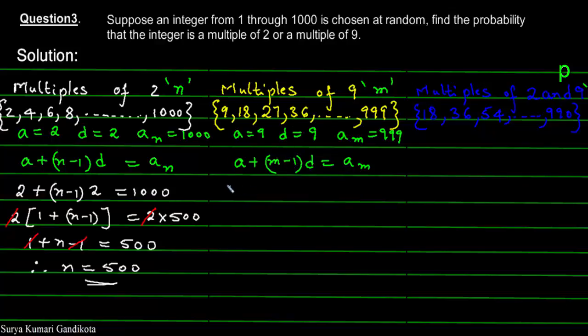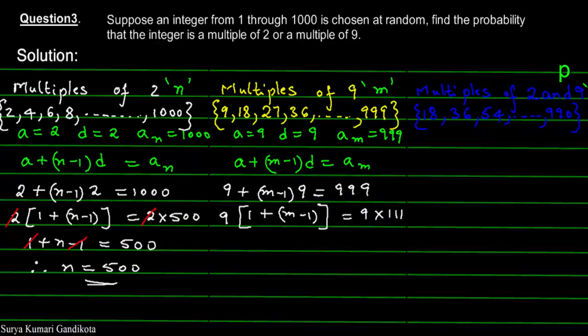Here, 9 plus m minus 1 into d, which is 9, is equal to 999. Now, I can see a 9 common throughout, so I can write this as 9 times 1 plus m minus 1. If I write this 9 outside, then this is equal to 9 into 111, because this is 999.